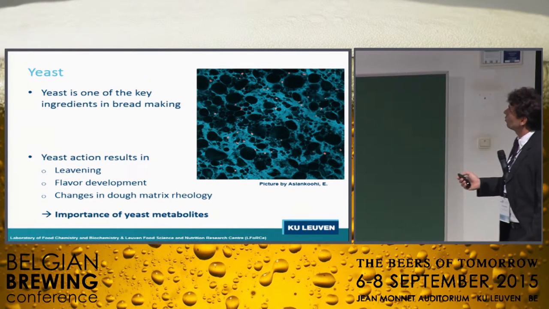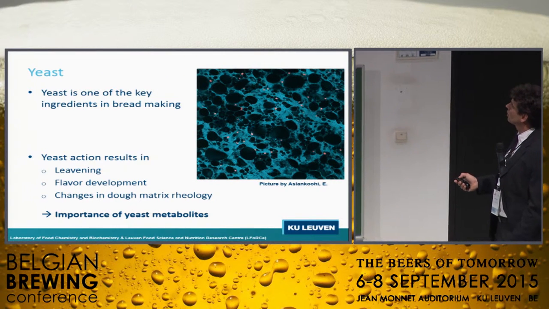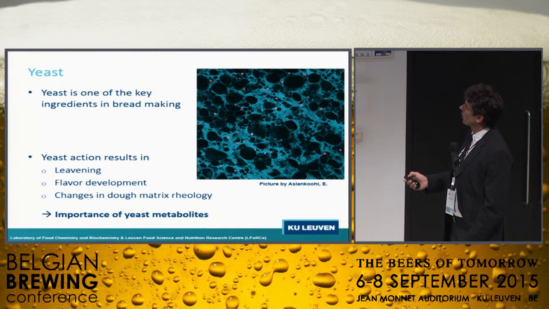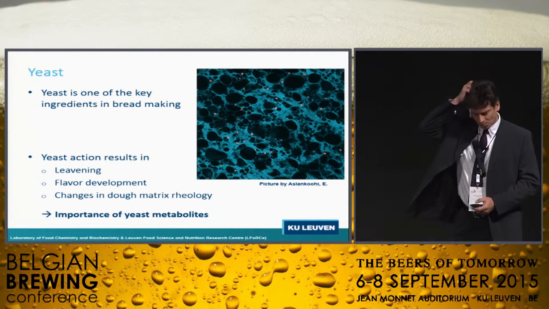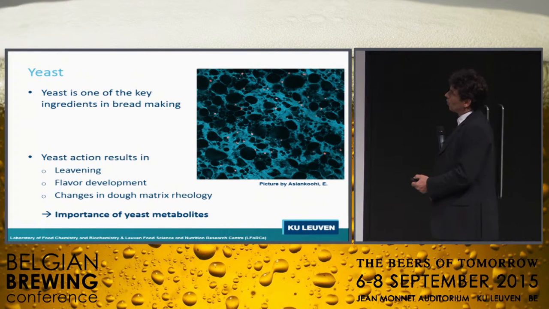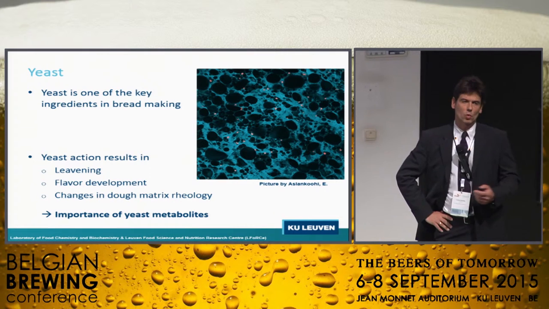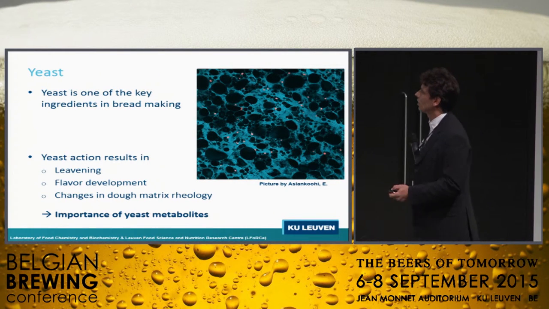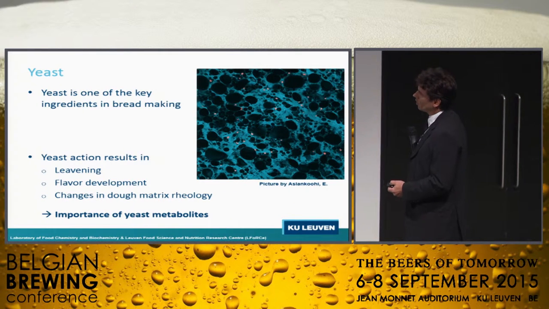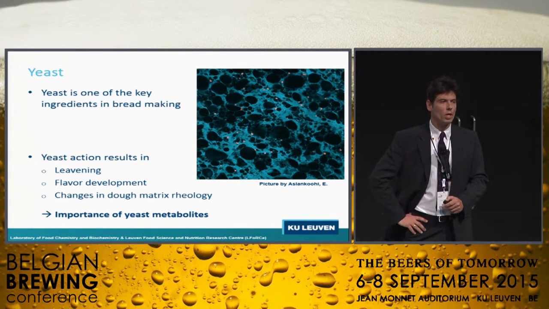This is a picture that I took from one of Kevin's and my students, Elham Ashlankohi. And what you see here is actually yeast cells embedded in a dough matrix. Why? Clearly, yeast is a key ingredient in bread making. Without yeast, no carbon dioxide, no leavening, and so on. We get leavening, we get flavor development, we get changes in dough matrix rheology.